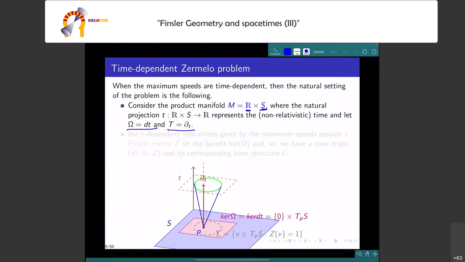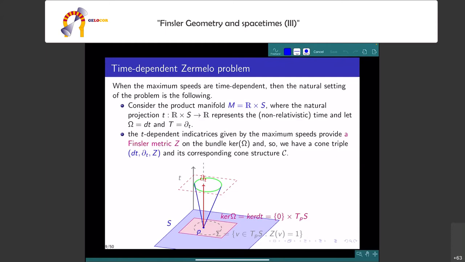So we only need to give a Finsler metric in the kernel of the omega. But this is provided by the velocities in the Zermelo problem, because at every instant t, we have a hypersurface of velocities. So with this information, we can construct the cone.